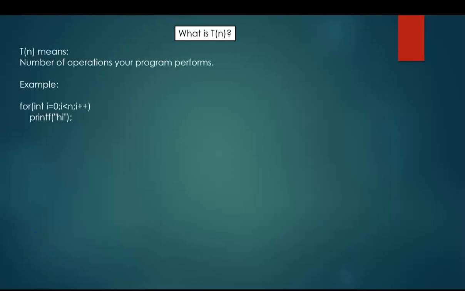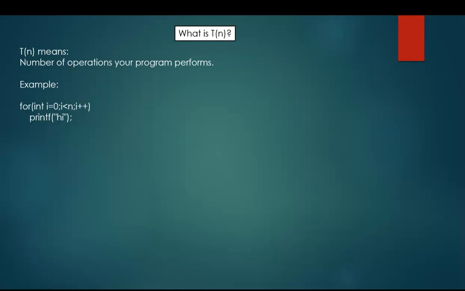Moving on, let us see what T of n is. Let's start from the basics. T of n means the operations that your program performs. In simple words, the number of operations that your program performs is T of n.